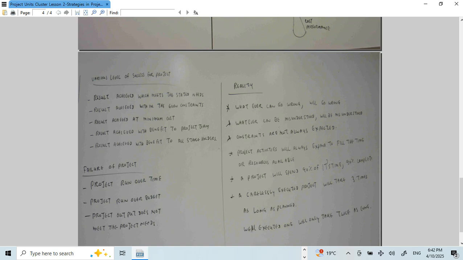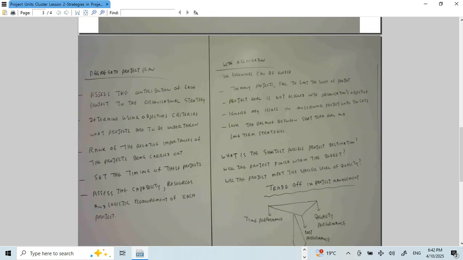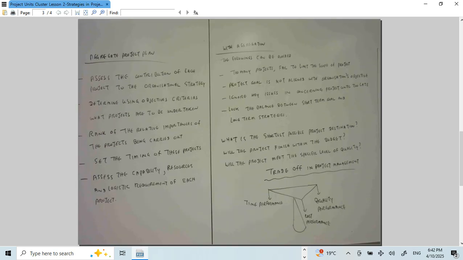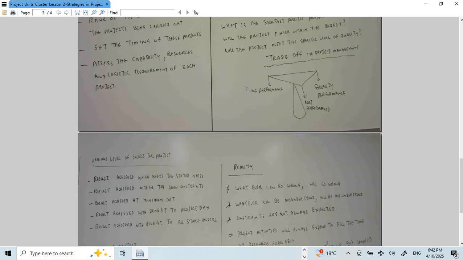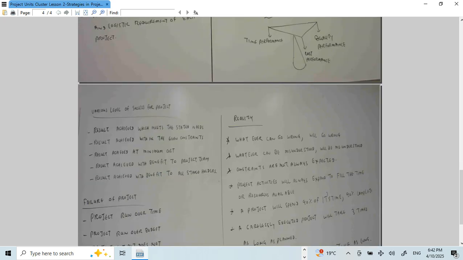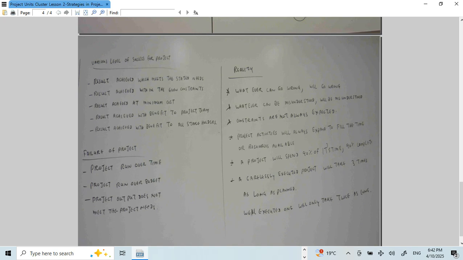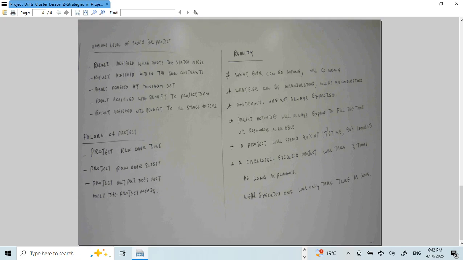Let's draw the balancing diagram. In project management, this is the balance between time performance, cost performance, and quality performance. Time, cost, and quality are equally important in the project. So how do we determine the project success? There should be an indicator, a measuring system, to determine whether a project is successful or a failure.